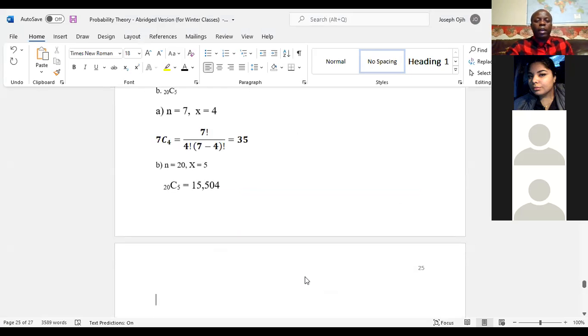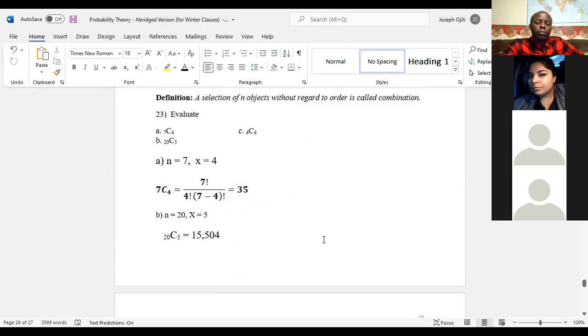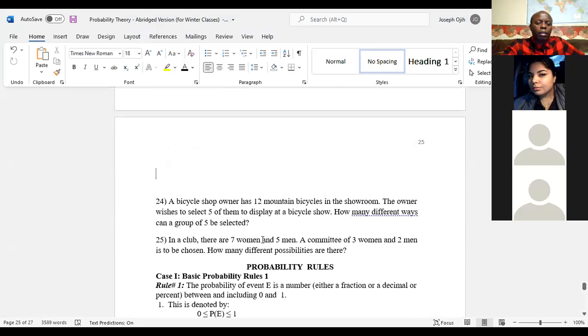Now, let us look at the application, how we can use this in real life. Remember, combination, there's no regard to order. Suppose this is a bicycle shop owner.